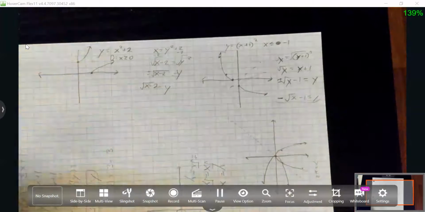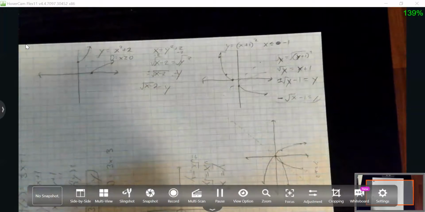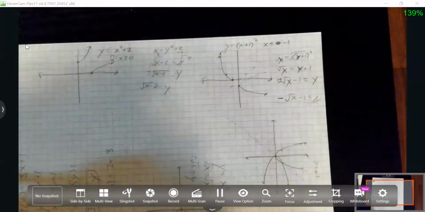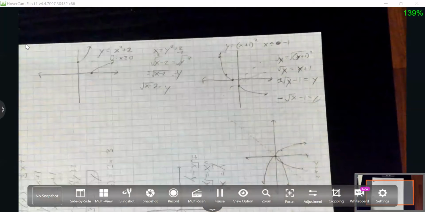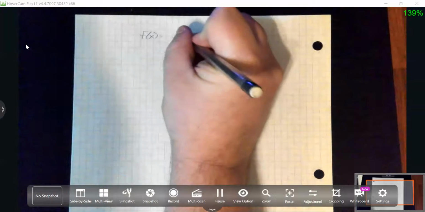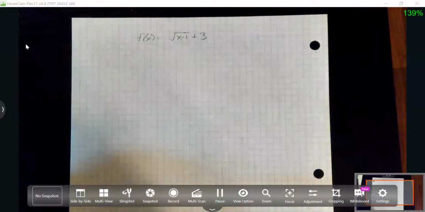So as you go through and you work algebraically, be careful. It's often going to be helpful to think in terms of a graph as to what part of it you actually need when you solve. Are we going to need the positive side or are we going to need the negative side? All right, so let's just do some general practice with it then. So how about we have a function f of x equals the square root of x minus 1 plus 3. And we want to find the inverse of that.